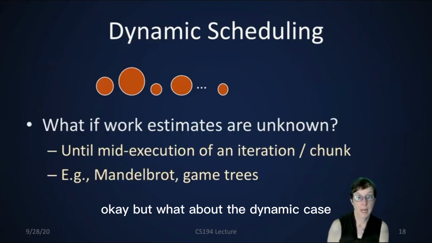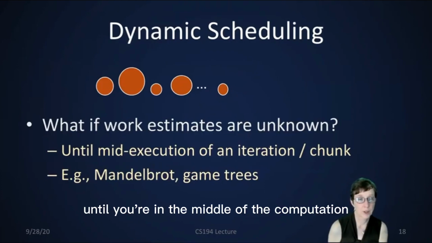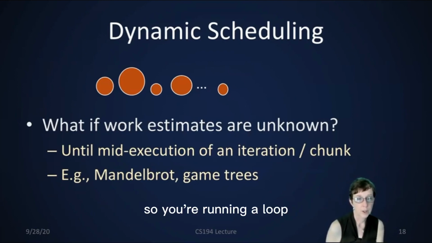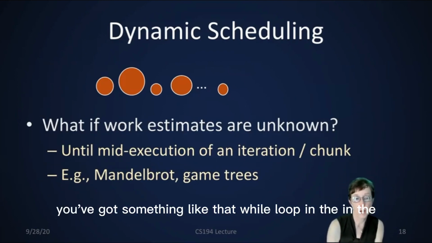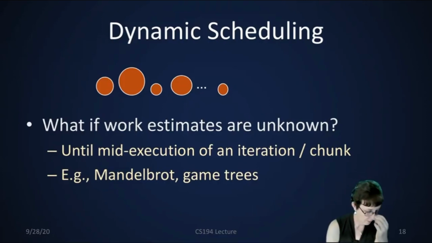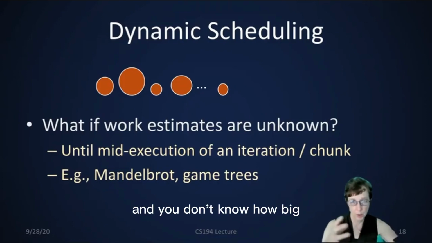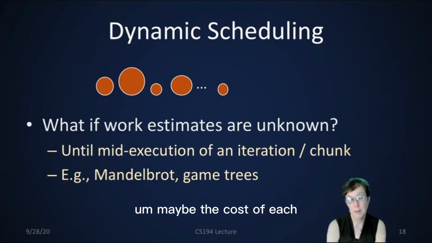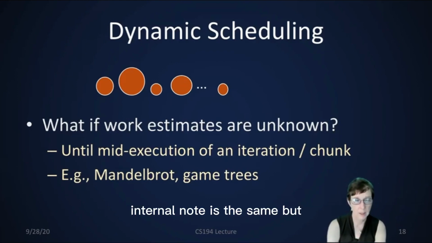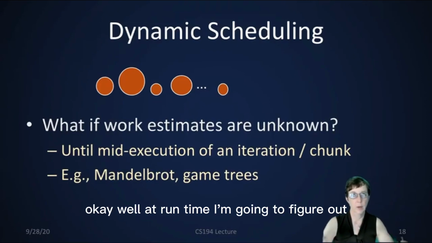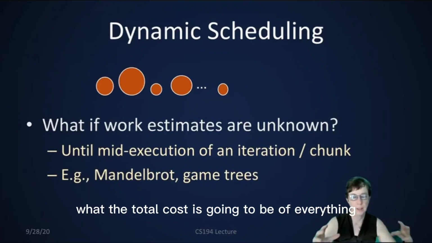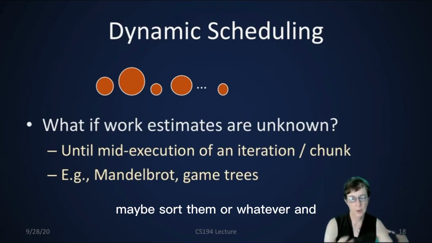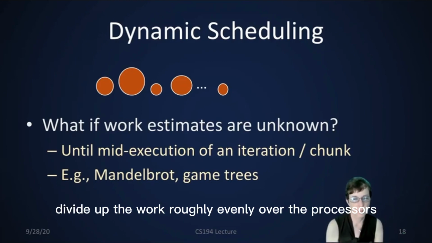Okay, but what about the dynamic case where you really don't know until you're in the middle of the computation how expensive something is going to be? So you're running a loop. You've got something like that while loop in the Mandelbrot, or you're looking at a tree and you don't know how big the total cost of one of the subtrees is going to be because you don't know how many children are below it. Maybe the cost of each internal node is the same, but maybe the leaves are different, things like that. So we really don't know what the costs are going to be. And so you can't really look at it and say, okay, at runtime, I'm going to figure out what the total cost is going to be of everything, maybe sort them or whatever, and divide up the work roughly evenly over the processors.